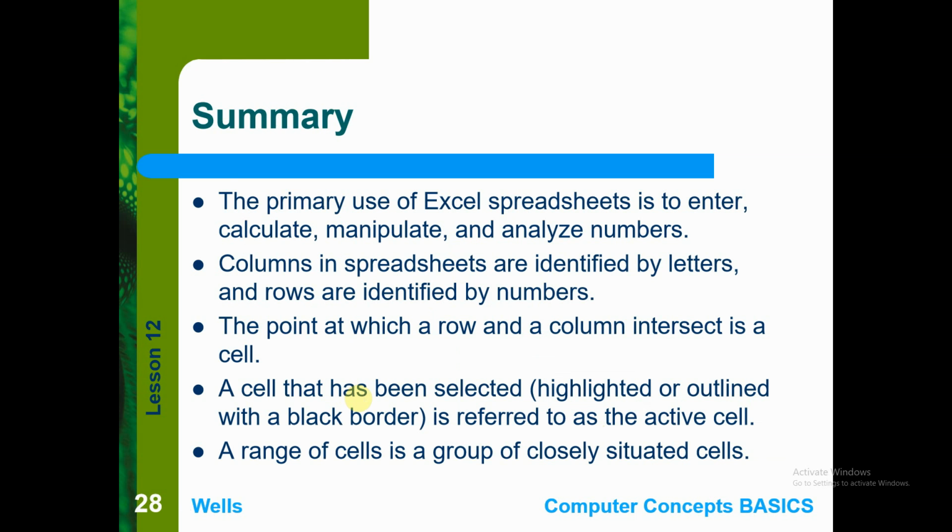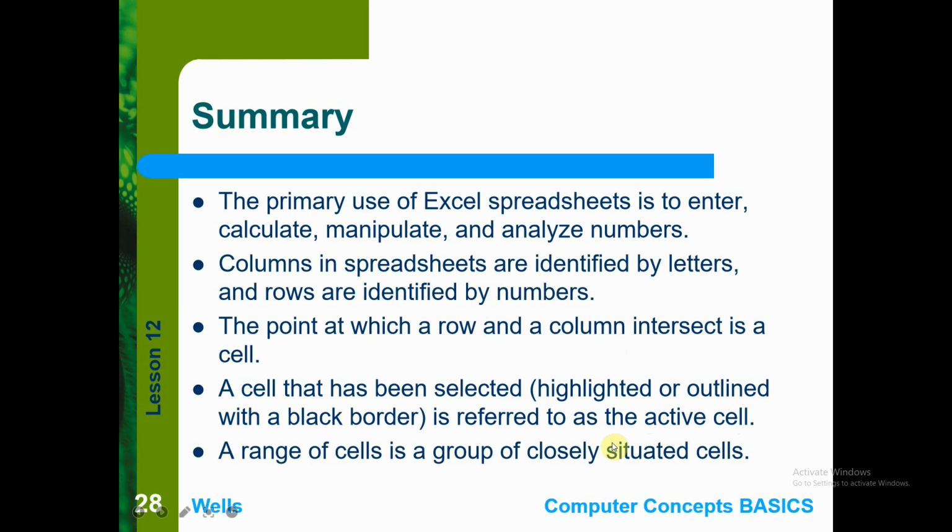So to summarize, use an Excel sheet to enter, calculate, manipulate, and analyze numbers, for mathematical purposes of calculating and analyzing numbers. Columns are identified by letters, rows are identified by numbers. The point at which a column and row intersect is called a cell. Then you can highlight it by clicking. That is your active cell.